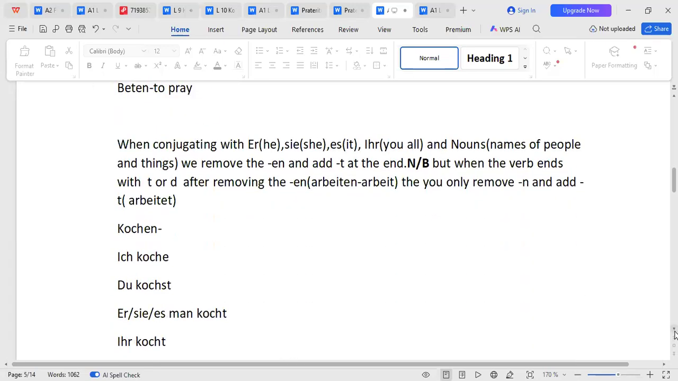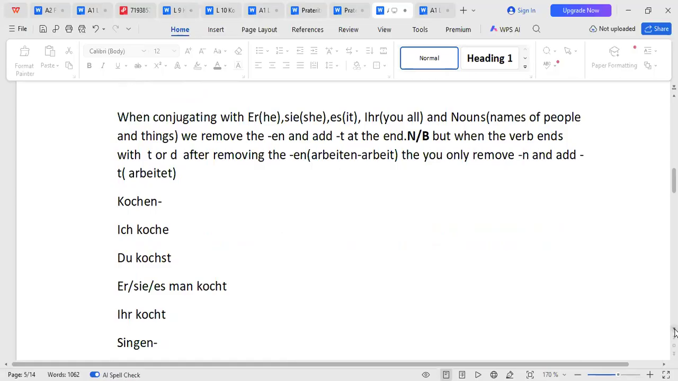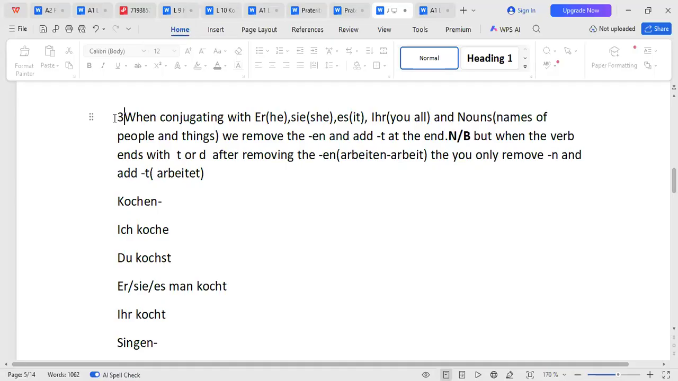Then you go to the third rule. So we have done ich and we have done du. Remember, it is only possible to speak if you know how to conjugate. You can't speak in German if you can't conjugate. The first step you must know is how to conjugate. That is when you'll be able to communicate in German. So this is the third rule, students. Very important.